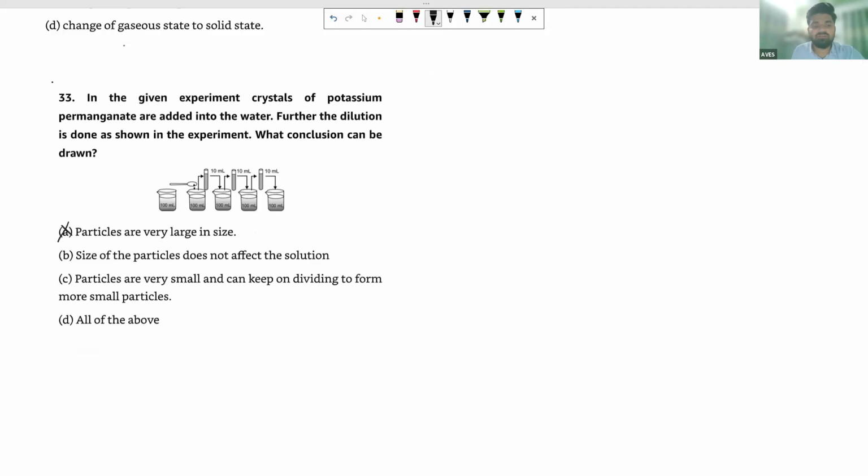The particles are very large in size? No, particles are not very large in size. Size of the particle does not affect the solution? Yes, it affects the solution. The particles are very, very small and keep on dividing to form smaller particles. Yes, this is the correct option. Very good. I'm very, very much proud of you. You are learning and participating in the class. It means that your concept is clear in each and everything that we are teaching you. It is getting into your mind.